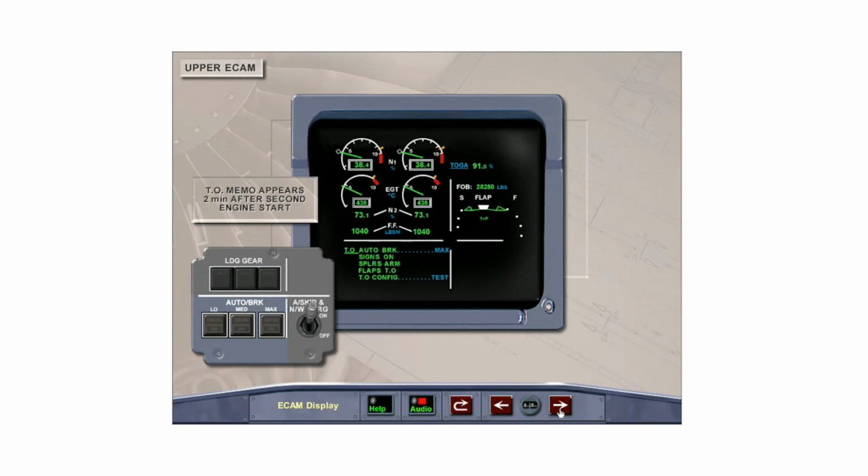The takeoff memo appears in the memo section 2 minutes after the second engine has been started. It lists key items of the normal takeoff checklist, which must be accomplished before takeoff. Required actions are listed in blue with a dashed line, and when completed will turn green. Select the auto brakes to max, then the right arrow to continue.